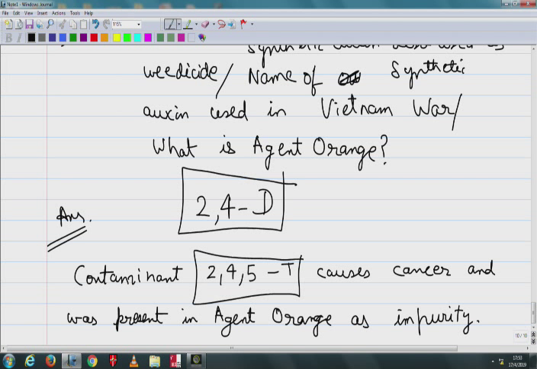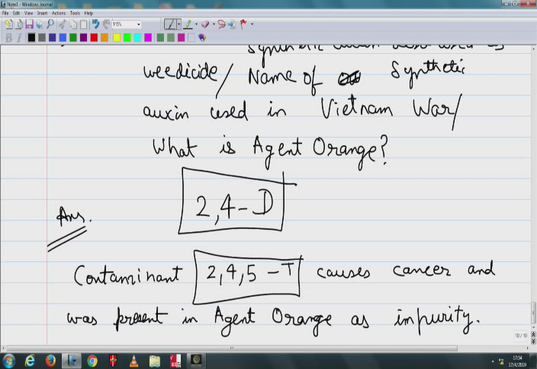So this is a different story, how it got contaminated. It's a manufacturing process defect. It was not actually intended to be present, but a manufacturing defect caused this chemical to be present, and that is why it caused cancer in the American soldiers. So this is the answer.